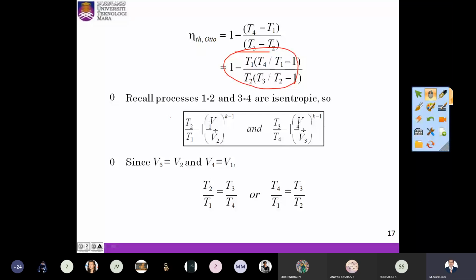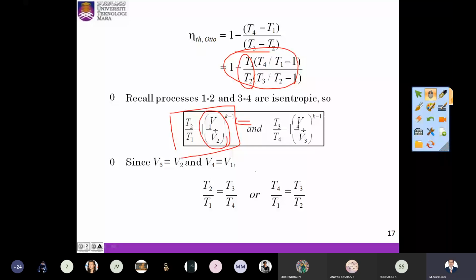Then you know the process 1 to 2 and 3 to 4 are isentropic processes, and this isentropic equation can be written as like this. So T2 by T1 can be written as V1 by V2 power n minus 1. Because we are having T1 by T2 here, we have to replace that. So if we replace T1 by T2, then we can write V2 by V1 power k minus 1. Here we are using only air, so we can take n as k, that is 1.4. For T3 and T4, we can have the same equation.